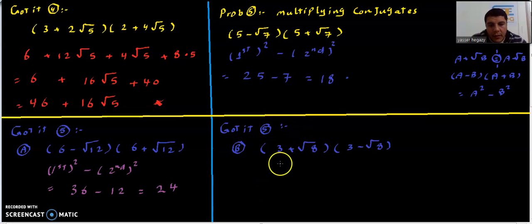First squared, so it will be 3 to the power 2, which is 9. Here minus the square root of 8 multiplied by the square root of 8, which is 8. 9 minus 8 equals 1. Let's move to problem 6.